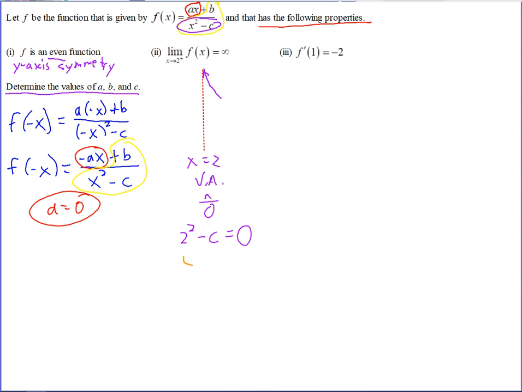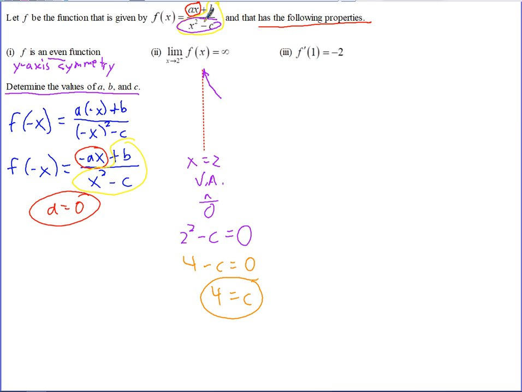So that would give you 4 minus c equals 0, and then add the c over. So c would have to equal 4. All right, so we found the value of a, now we found the value of c. And the final one is to find f prime of, well, use the property that f prime of 1 is negative 2, and that should allow us to figure out the final value of what b has to equal.